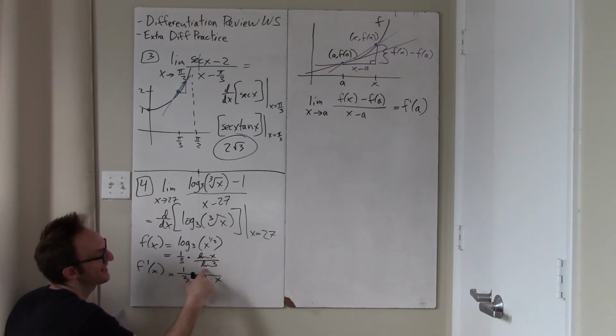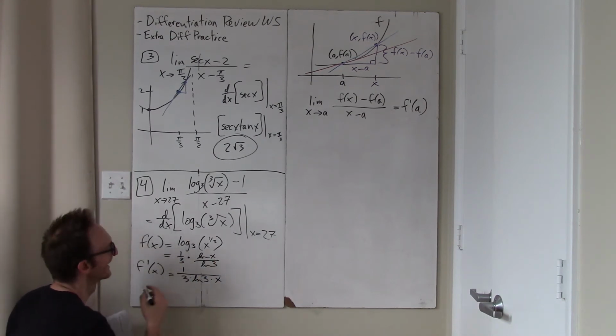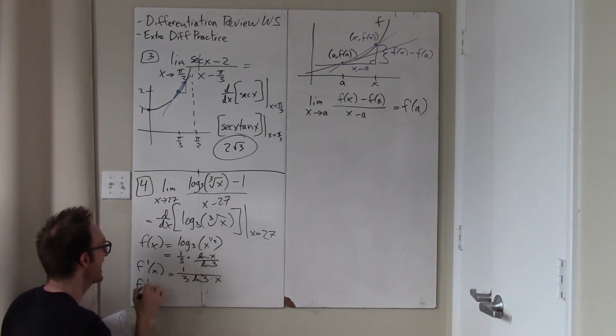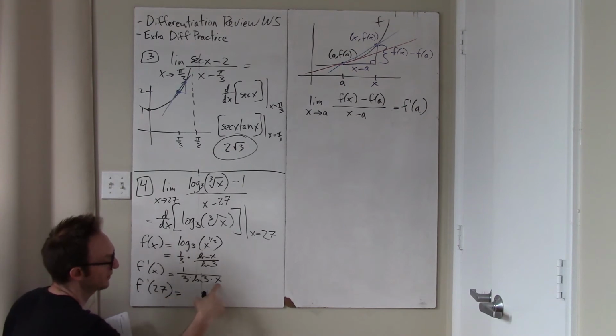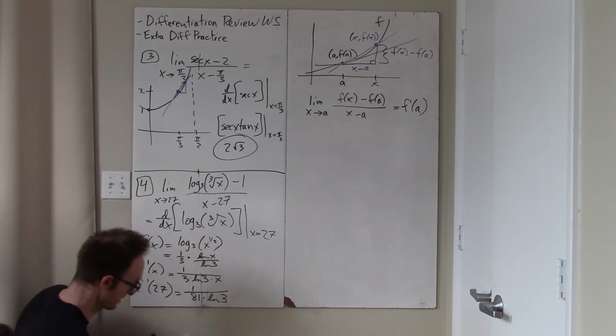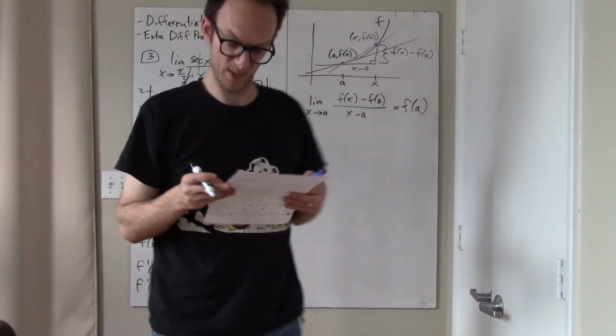1 over 3 ln 3 times the derivative of x. Okay, and so finally, I now just plug in 27. And when I plug in 27, I get 1 over 81 times ln 3. I hope that's the right answer.